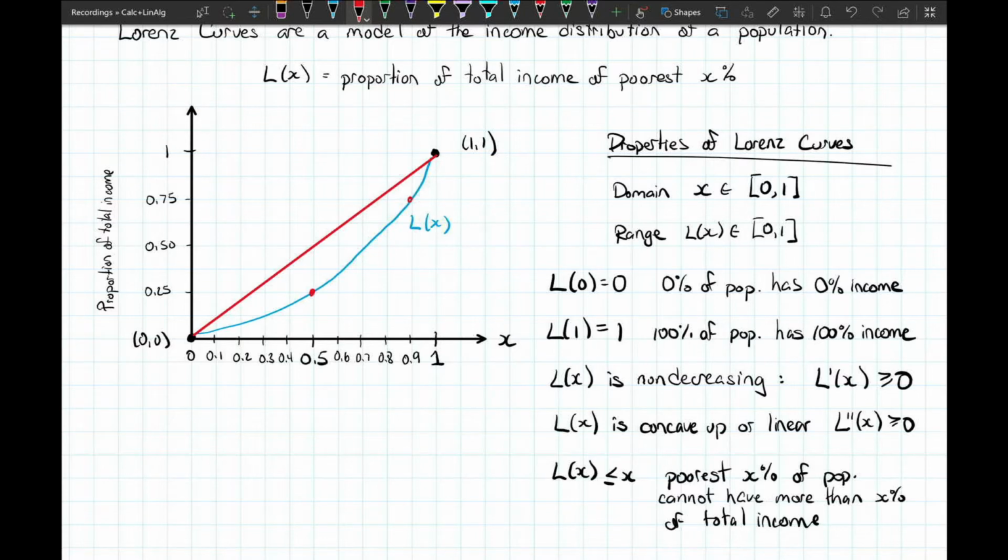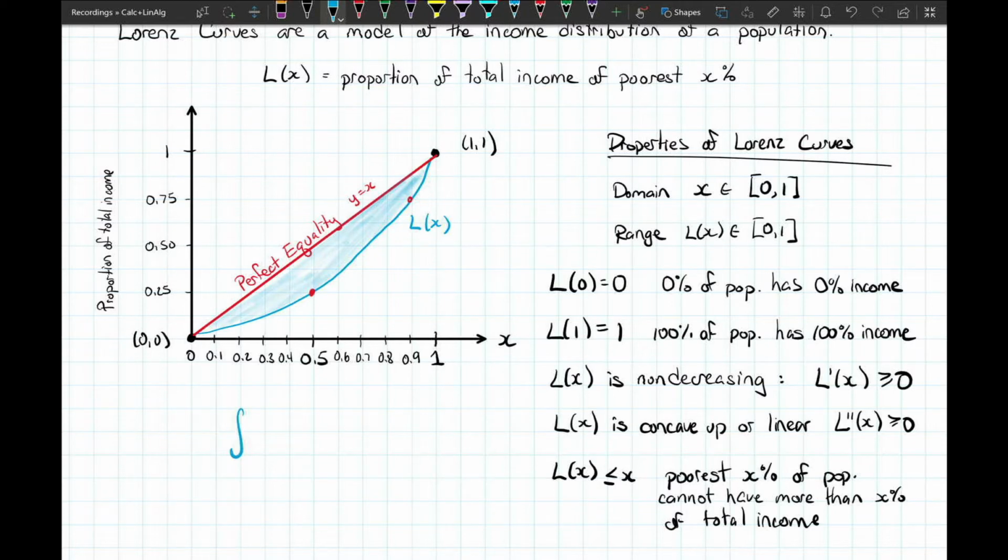This is perfect equality. This gives us a bit of an idea of a description of how unequal a particular population's distribution of wealth is. We will compare our Lorenz curve to that perfect diagonal line. Now the equation of that diagonal line could just be y equals x, or L of x equals x. If we want to determine how far away from perfect equality we are cumulatively across the whole population, then what we can do is calculate this shaded region between perfect equality and any given Lorenz curve.